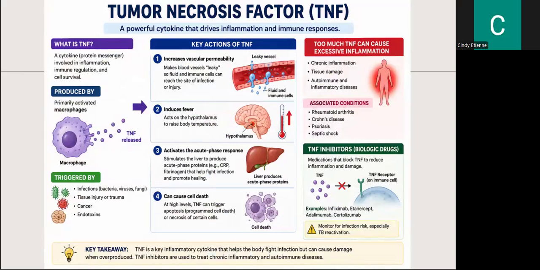Tumor necrosis factor is one of the body's most powerful inflammatory cytokines. It is released mainly by macrophages when they detect infection or tissue injury. So tumor necrosis factor, also known as TNF, acts like an emergency alarm. It tells blood vessels to become leaky so white blood cells can reach the injured area, and it helps trigger fever, inflammation, and the acute phase response.